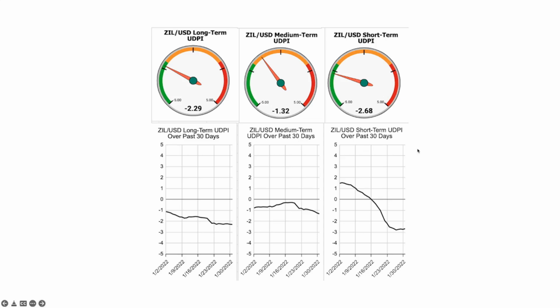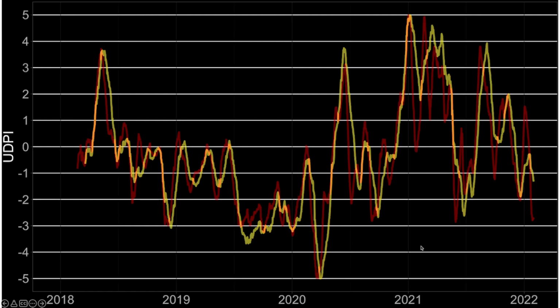So let me pull up the medium and short-term UDPI for ZIL across most of its price history from early 2018. The short term is in red here, and the medium term is in yellow.